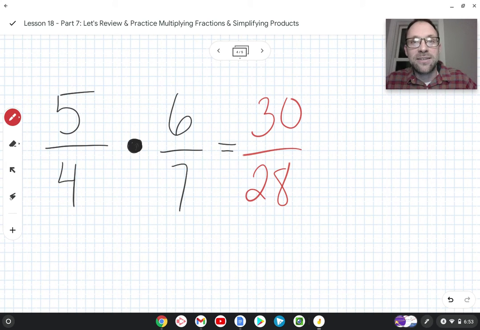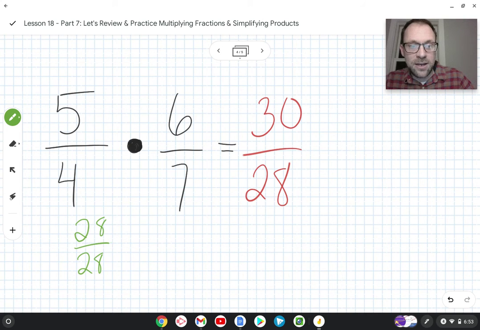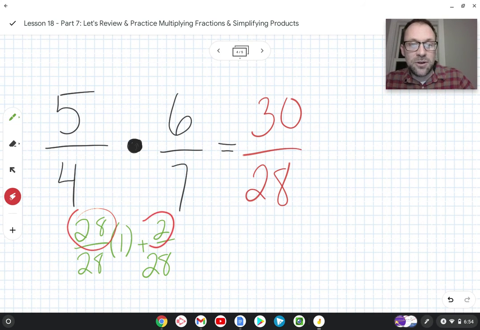And so to simplify, we first have to turn this improper fraction into a mixed number. Do you remember doing that before vacation? So we can think of 30/28 as, I'm going to come down here in the bottom now. Are you ready? We can think of it as 28/28, which is the same as 1, right? That's the same as 1, plus 2 more 28ths, because 28 plus 2, that's 30, isn't it? That'd be 30/28. So that would be the same as 1 and 2/28. Right? Do you remember that? That would be our mixed number equivalent.